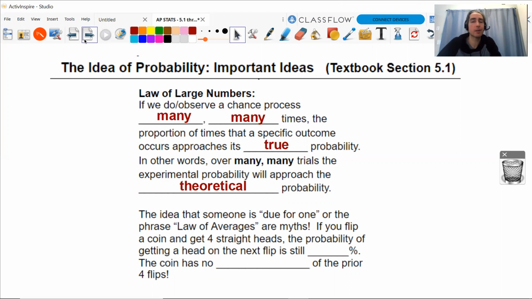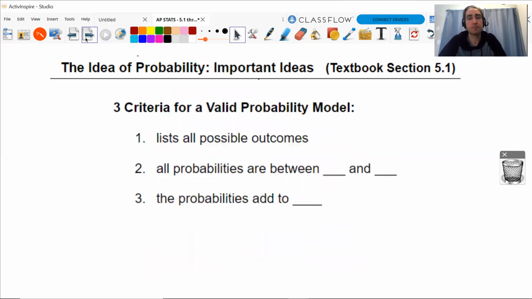And we talk about something called the law of averages. Not a real thing. You're not due to get something just because you have a streak. That percentage is going to be the same. Like if you're flipping a coin, if you get 4 heads in a row, then the percent of getting heads in the next flip is still 50%. There's no memory of the prior flips for something like that.